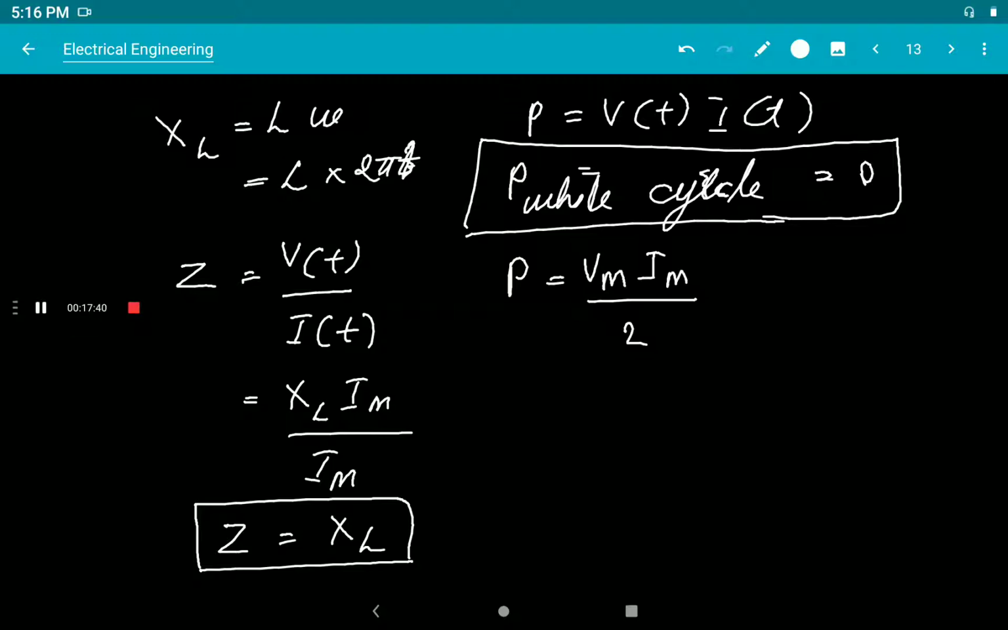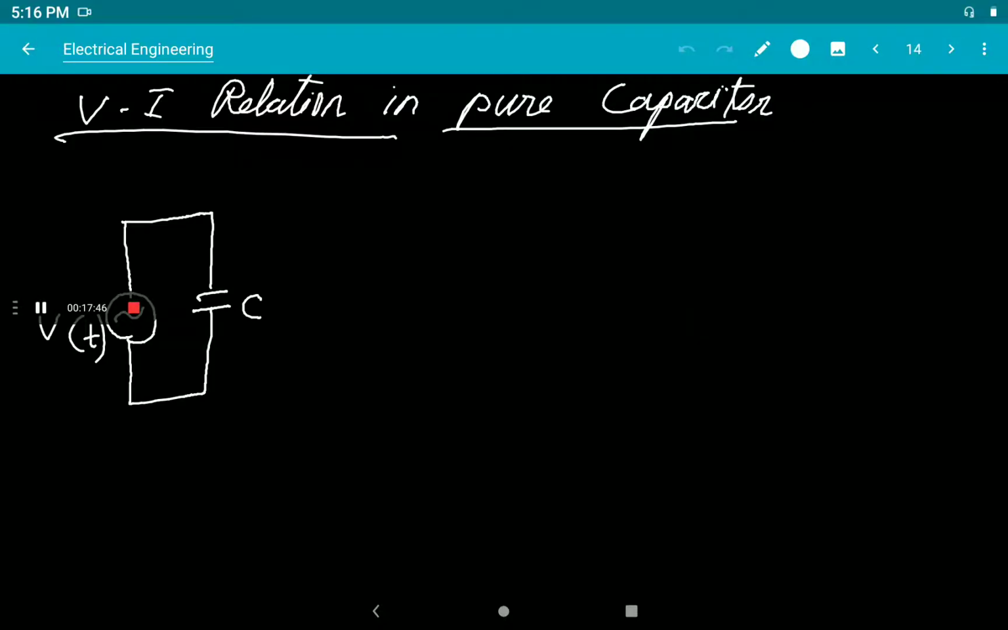Now we are going to consider the VI relationship of a capacitive circuit. Consider a capacitor connected to an AC supply voltage V of t equal to Vm sin omega t. Now we have to look at how the current relation is. When an alternating voltage is applied to the plates of a pure capacitor, what happens? The capacitor is charged first.